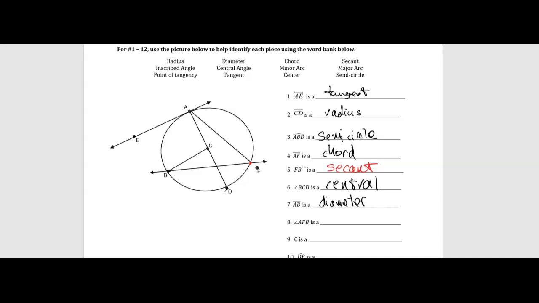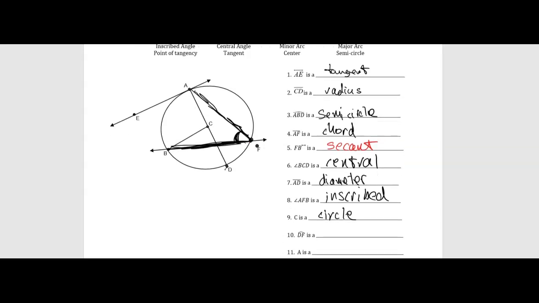Angle AFB. So here's angle A drawn to F, and then F is drawn to B. Notice how that angle is formed by a point that's on the circle. Those are called inscribed angles. It's the point, or the vertex, that is actually on the circle. C is the center of your circle. C is the name of our circle.